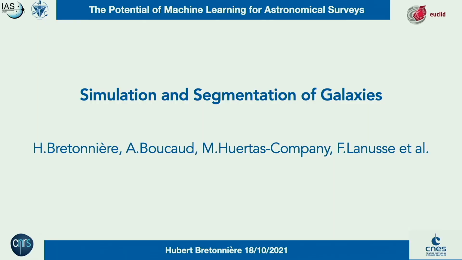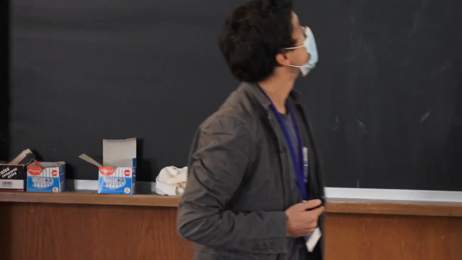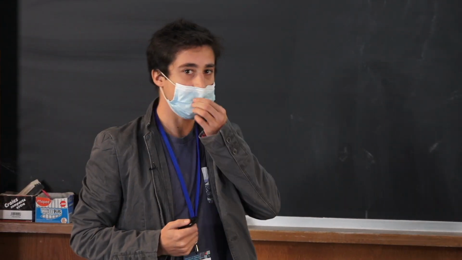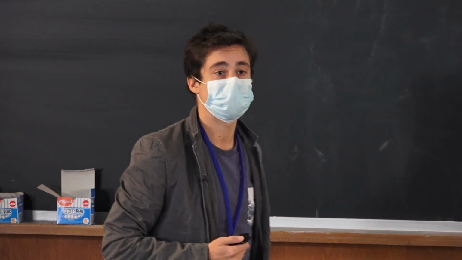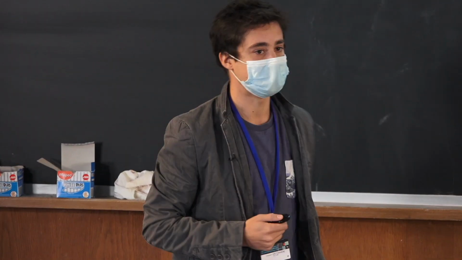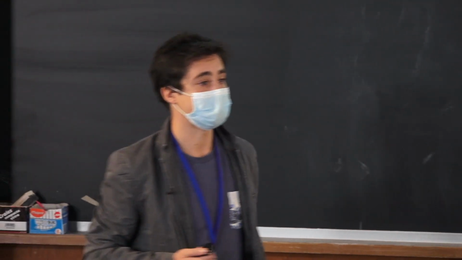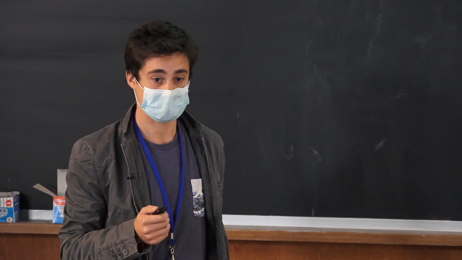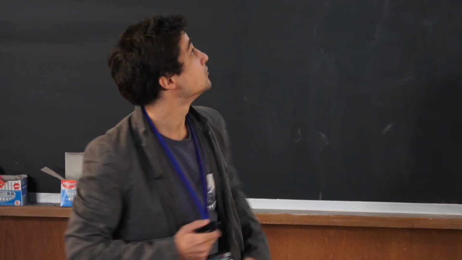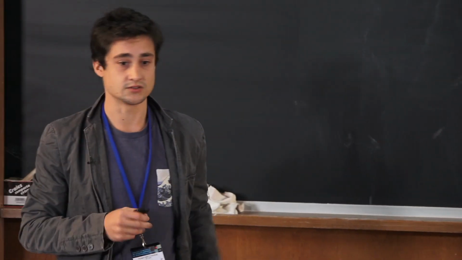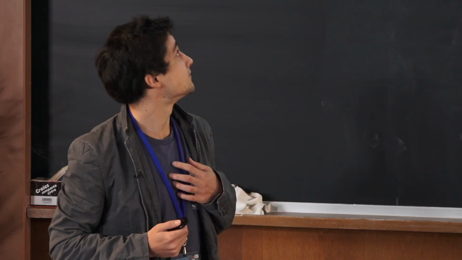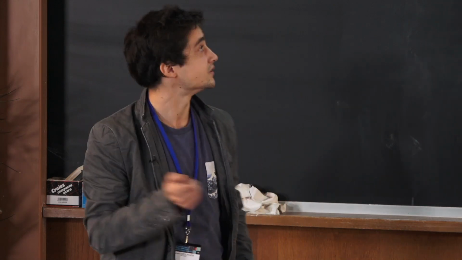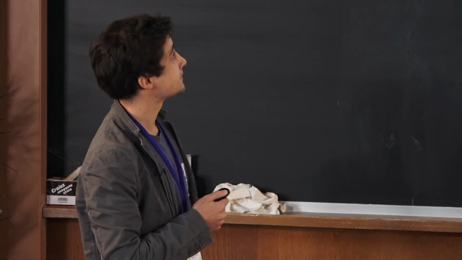Hi, everyone. So I'm Hubert Bretonnière. I'm a third-year PhD student at the IIS and APC in Paris. And today we'll talk about one thing we've done for Euclid, the astronomical survey from the ESA, and one other thing we're doing right now, and it's currently in progress, which are a simulation of galaxies and also segmentation of galaxies, so two different projects. So I'm talking for my project, but we are also a big team with, for example, Alexandre Boucaud, Marc Lorta's company, and François Lanusse, and collaborators.